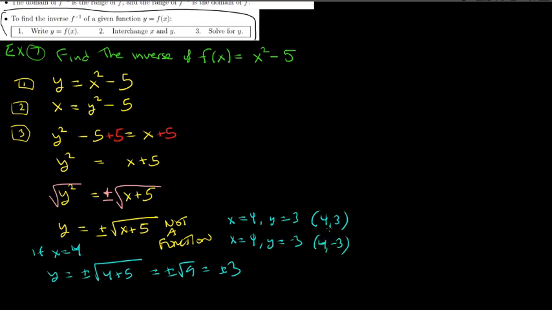And yeah, that can't happen for a function. You can't have the same x with more than one y. Right? You can have the same y with more than one x, but not the same x with more than one y. Okay. So what's the answer? What is the inverse here?